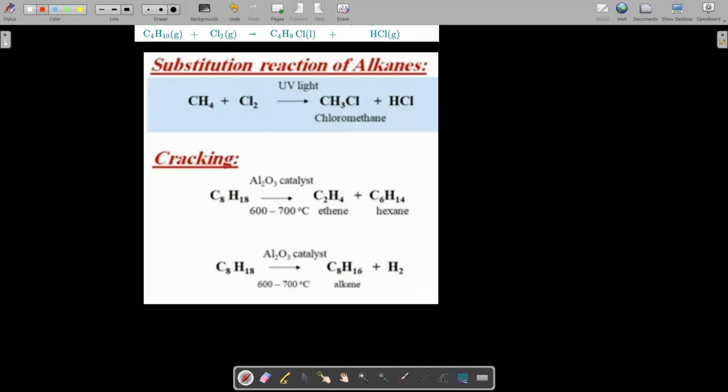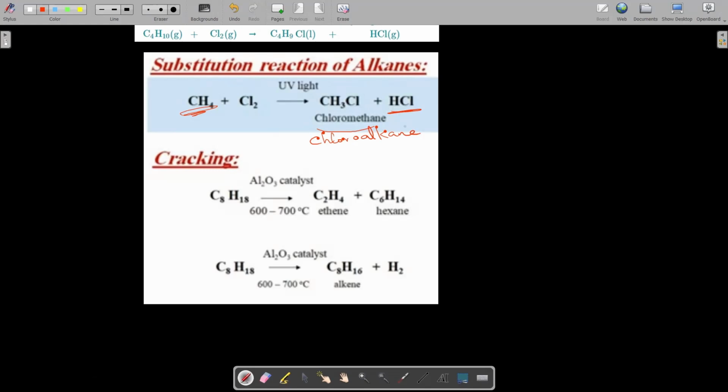So alkanes take part in substitution reactions where one atom of a molecule, here the hydrogen, is replaced by a different atom without changing the molecule structure. And thus we have chloromethane, chloroethane, or whatever the alkane is, produced. So chloroalkane is produced. Let me write the general term here: chloroalkane, which is produced along with hydrogen chloride.